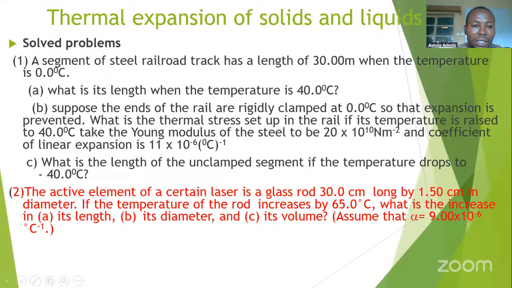This might not be familiar, but what they are saying is that let's say they clamp the railroad track at both ends, so that when the temperature increases, the thing will not expand. The thing might want to expand, but because you clamp it at both ends, it will not expand. So there will be a kind of stress that thing will be passing through. They want us to calculate that stress. Then the last one was the length of the unclamped segment if the temperature drops to minus 40 degrees. That is, instead of the temperature increasing to 40, what would be the length if the temperature drops to minus 40 degrees?